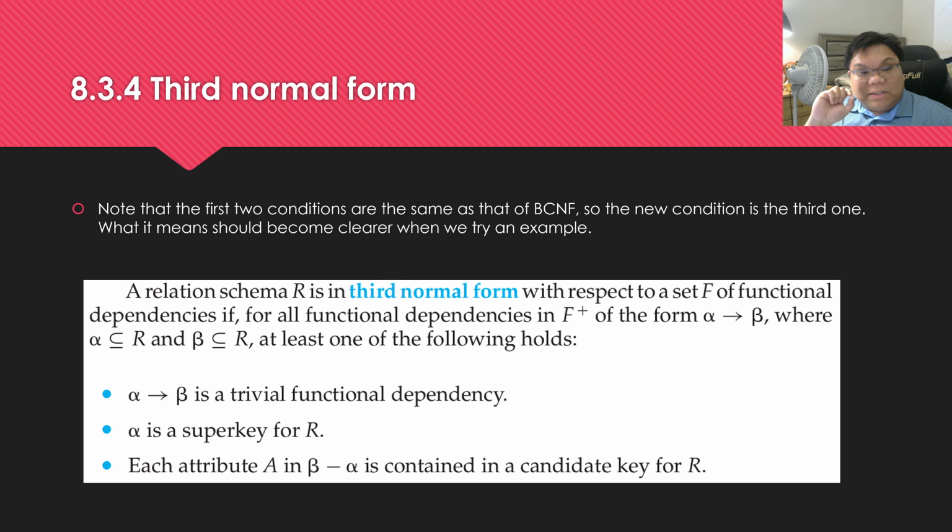If you look closely, you'll notice that the first two requirements are that of Boyce-Codd normal form. So the third condition is the new one. This will probably become more clear when we try an example. So, Boyce-Codd normal form is stricter than third normal form in that it eliminates the third requirement here.